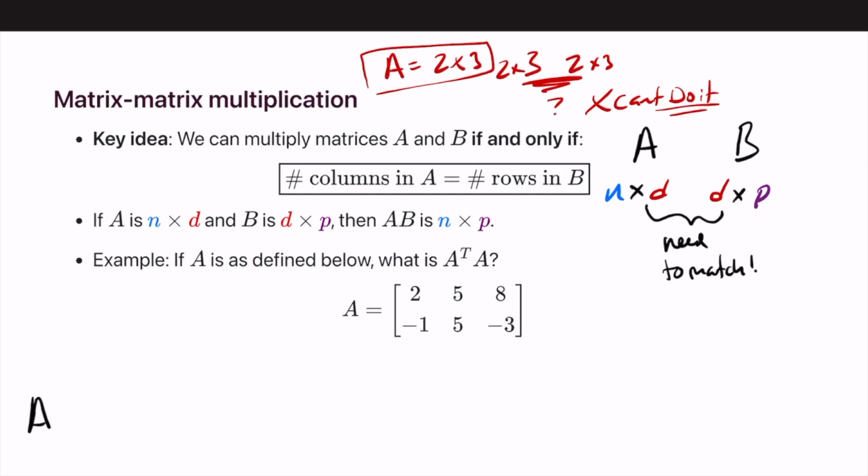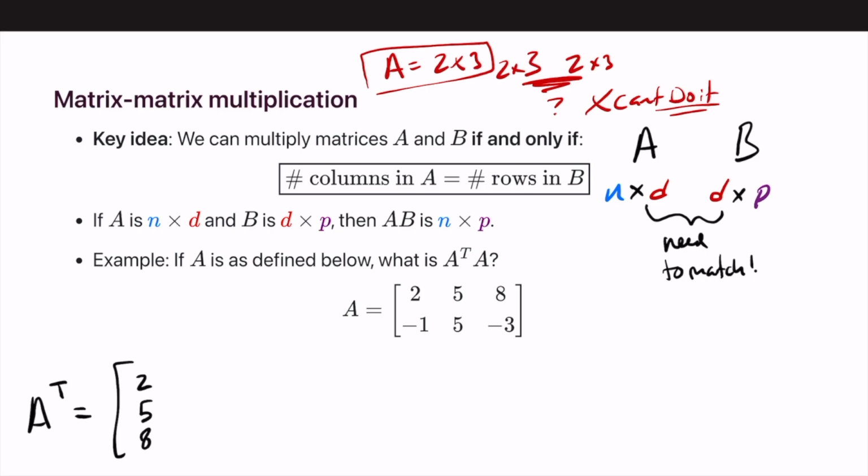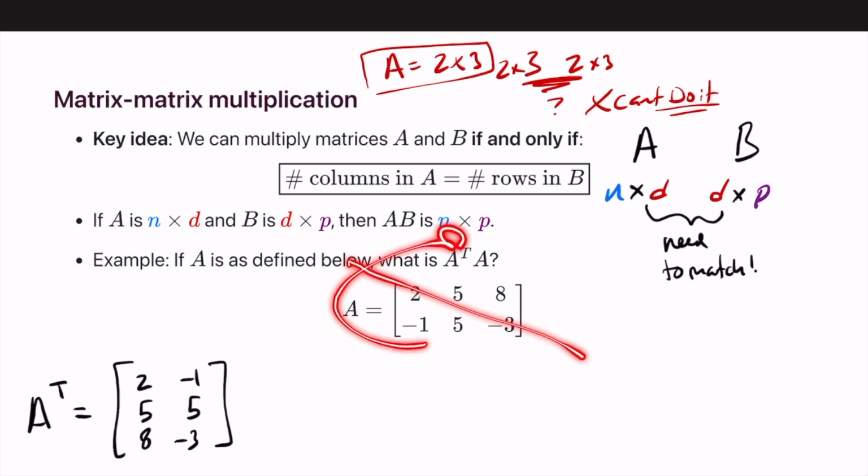A transpose, and it's not A to the T power, it's just A transpose, is going to be, so we take the first row, 2, 5, 8, that becomes our first column. 2, 5, 8, and -1, 5, -3. One way to think about it also is you take the diagonal this way and flip it around, like spinning it on its axis from a horizontal to a vertical thing, and that does the same thing. So another way to think about it.